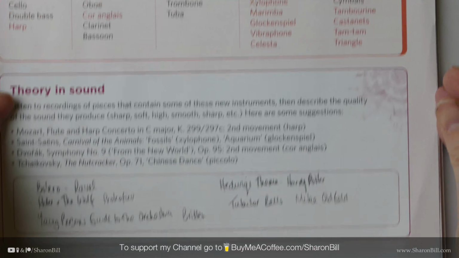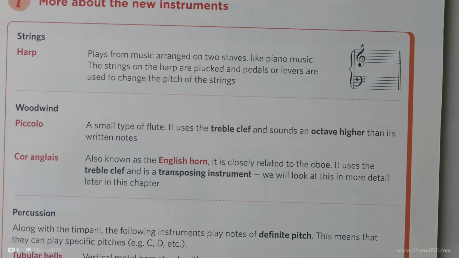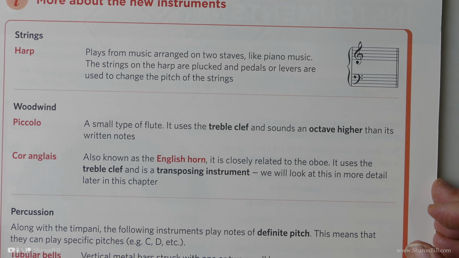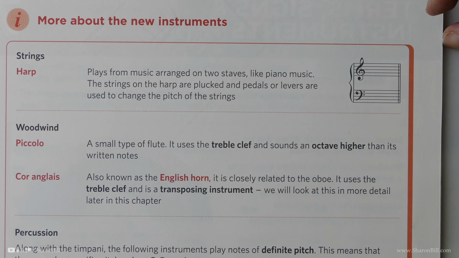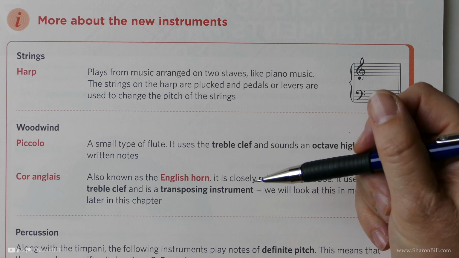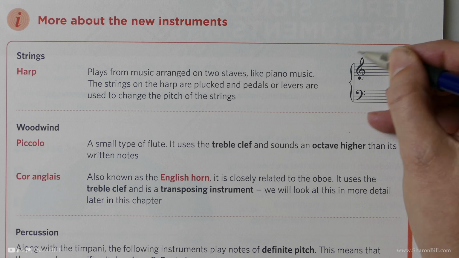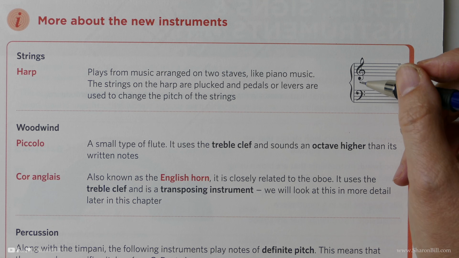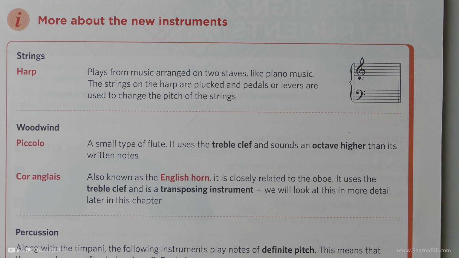So let's turn over and just press on to page 62, and this is really just a matter of reading through these instruments, and we'll just have a brief chat about them, and it's just learning about these instruments. So the harp we've already discussed. It's got a massive range, and it uses pedals and levers, and the strings are plucked. It's a beautiful, beautiful instrument.